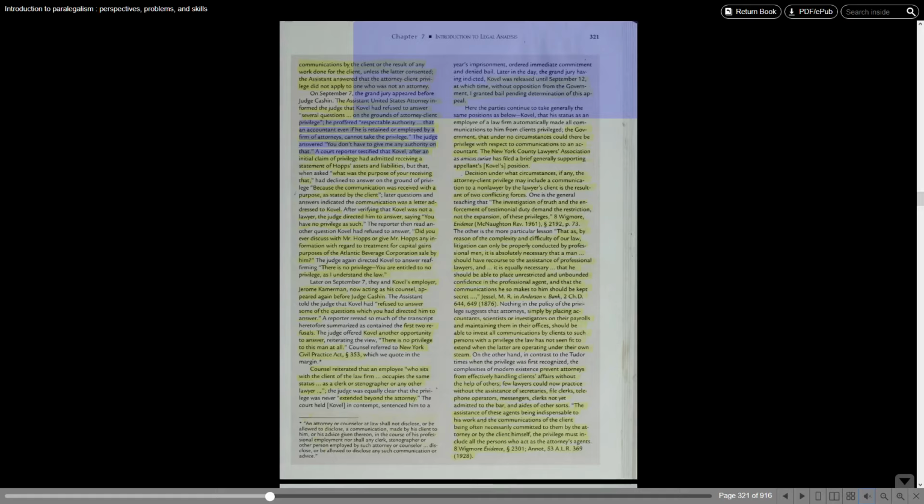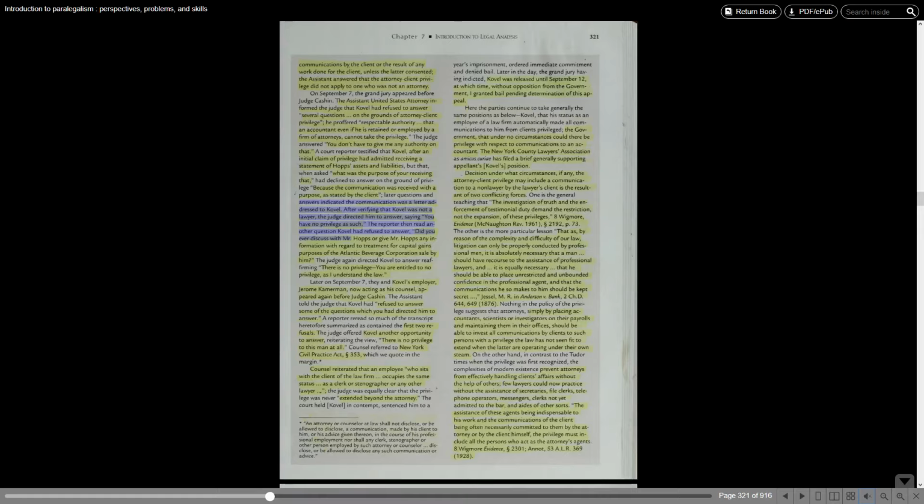A court reporter testified that Koval, after an initial claim of privilege, had admitted receiving a statement of Hobbs' assets and liabilities, but that when asked "what was the purpose of your receiving that," had declined to answer on the ground of privilege because the communication was received with a purpose, as stated by the client. Later questions and answers indicated the communication was a letter addressed to Koval.